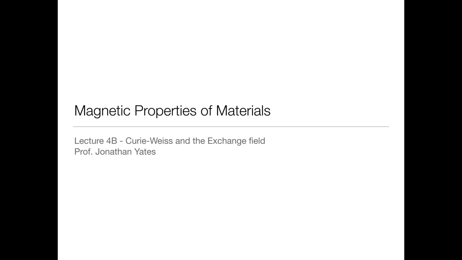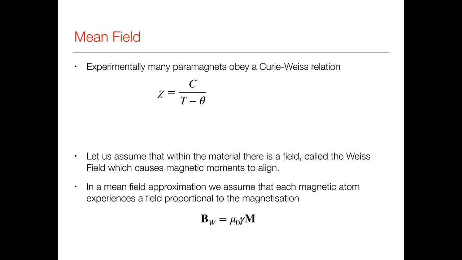So in the previous lecture, we looked at the paramagnetism of isolated atoms. So that might be atoms in a gas, or it could be atoms in a solid that are just sufficiently far away that there are no interactions between the magnetic moments. So in this lecture, we're going to look at relaxing that approximation and see what happens.